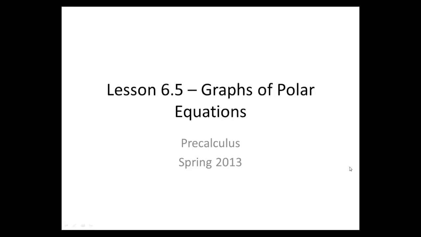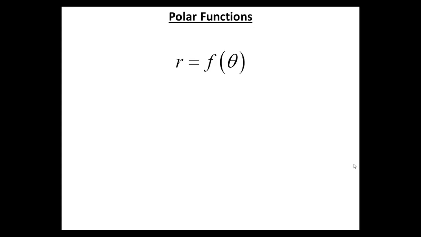So, graphs of polar equations. Now, remember that a polar function, instead of being y as a function of x, has r as a function of theta, where theta is your input value. That is an angle that you put into the equation, and r, which is your radius, is your output value. So we put in a theta and get out a radius, as opposed to putting in an x and getting out a y.